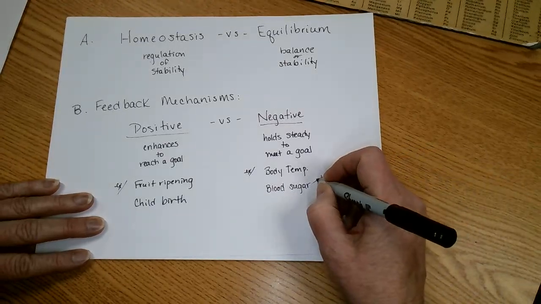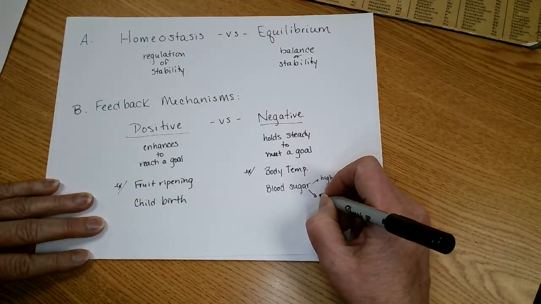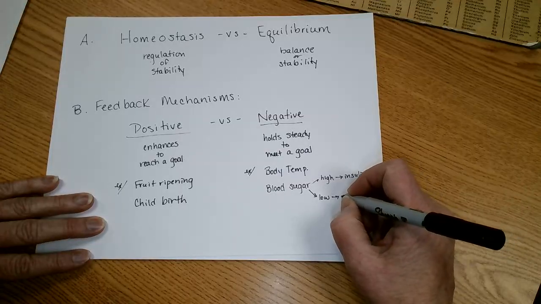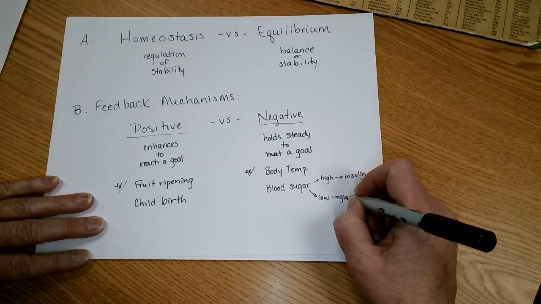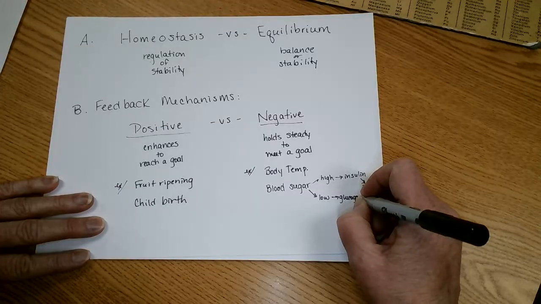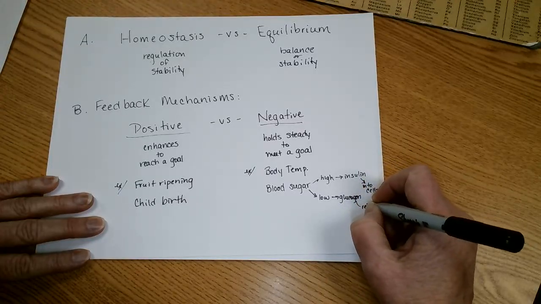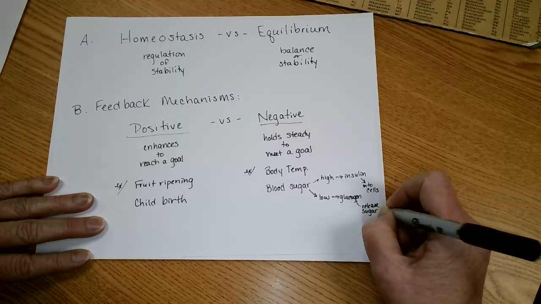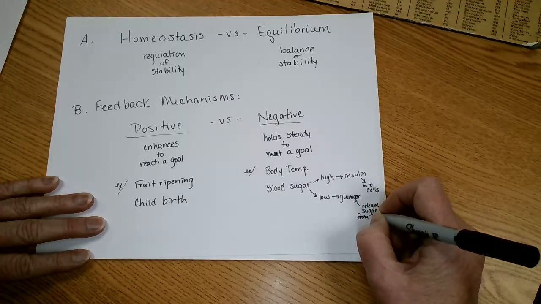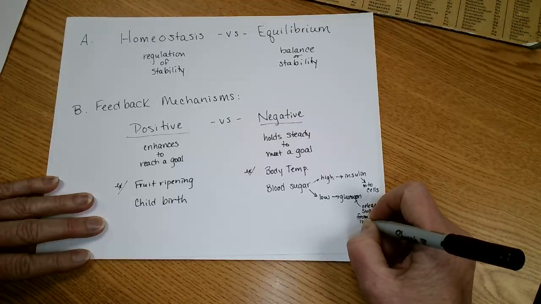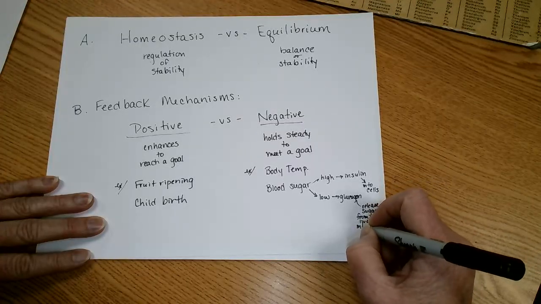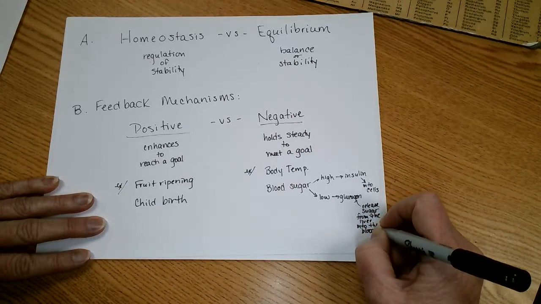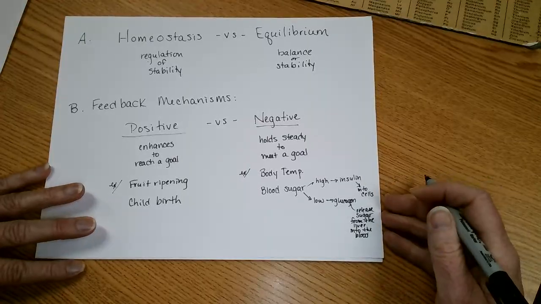But if your blood sugar is low, then your body will produce another substance called glucagon, that will release sugar from the liver into the blood. So glucagon will raise your blood sugar.